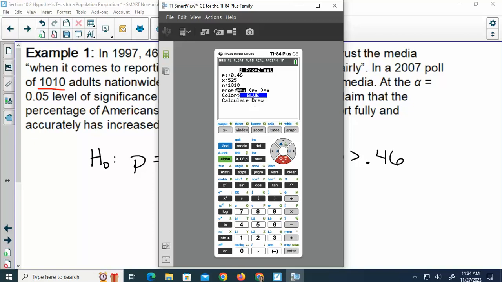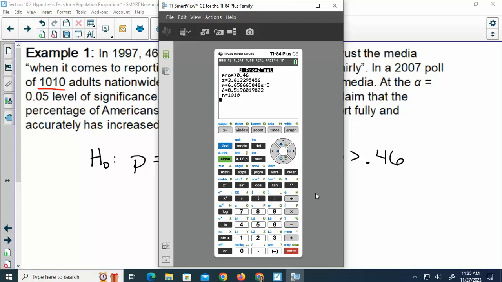And then we have 3 different options for the alternative. Not equal to, less than, or greater than. So we are testing greater than. And you can either have it draw a graph or calculate, which we just want to calculate. So it gives us a lot of information.